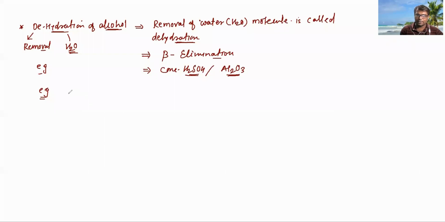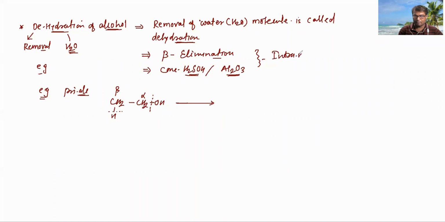First we take a primary alcohol for the dehydration. The example of a primary alcohol is ethyl alcohol, the two carbon alcohol. The hydroxy carbon is called the alpha carbon, and the next carbon is called the beta carbon. Removal of H and OH from adjacent carbon atoms is called intramolecular dehydration. Basically, it is an intramolecular dehydration reaction.